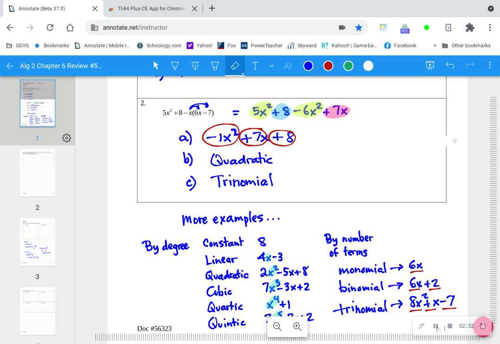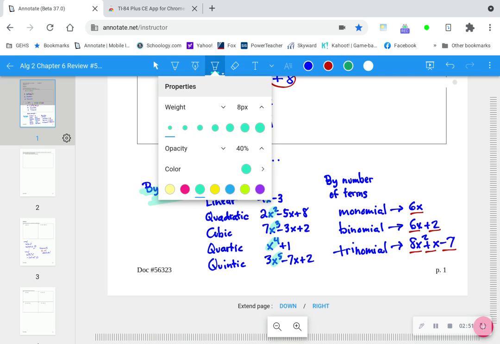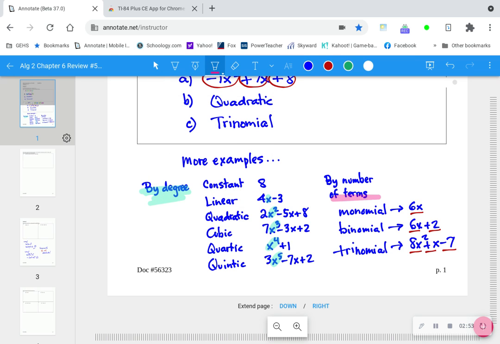It's also a trinomial. Down below here, if you want to pause the video, I have the rest of the possibilities. So the first one here represents how to classify it by degree, and you use the words constant, linear, quadratic, cubic, quartic, and quintic. And then if you want to classify it by number of terms, that's either monomial, binomial, or trinomial.